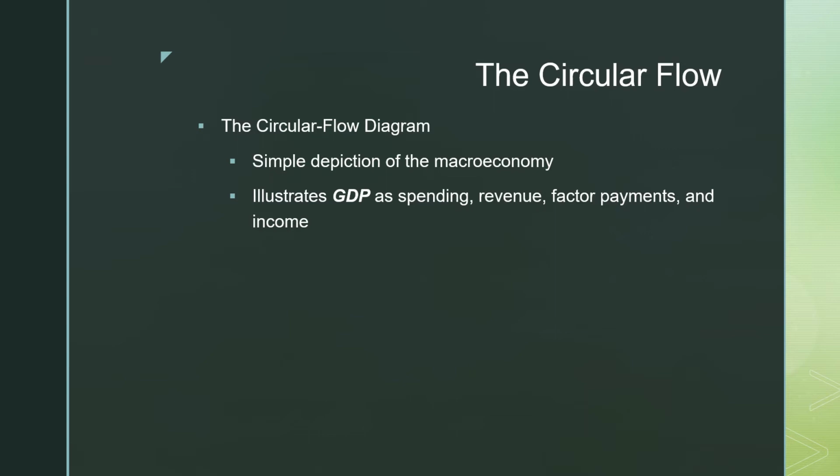Now notice that here, spending and revenue are the same thing, right? Spending is from the household, which is equivalent to the revenue that the firm collects through the sales. Similarly, when we talk about factor payments, for example, wages certainly are the cost, or the expenditure, of the firm, whereas income obviously is income of the household.